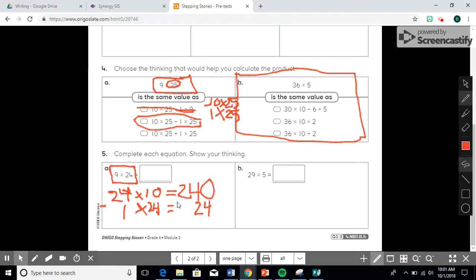So I'll subtract over here. 3. This turns into a 10. There was a 0 over my 4, so remember I have to borrow from the next place value. So I have 10 minus 4 equals 6. 3 minus 2 equals 1. And then I bring down the 2. So 9 times 24 would be 216.